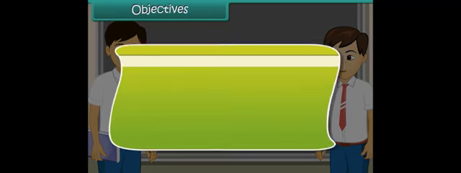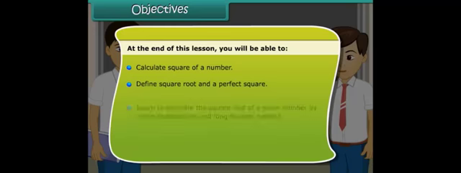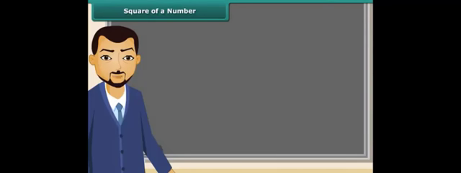Objectives. At the end of this lesson, you'll be able to calculate square of a number, define square root and a perfect square, learn to estimate the square root of a given number by prime factorization and long division method.